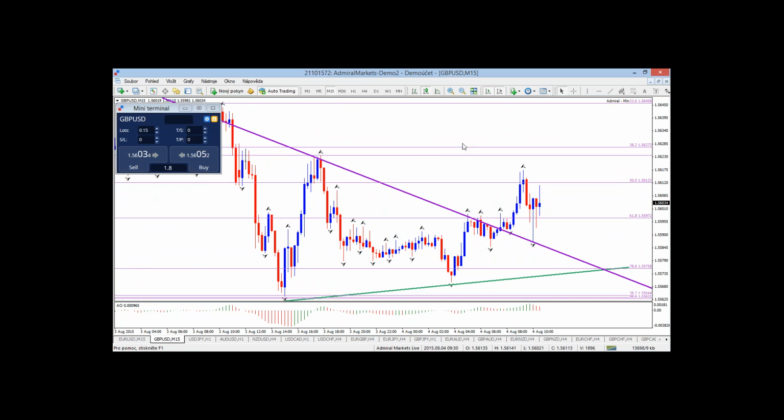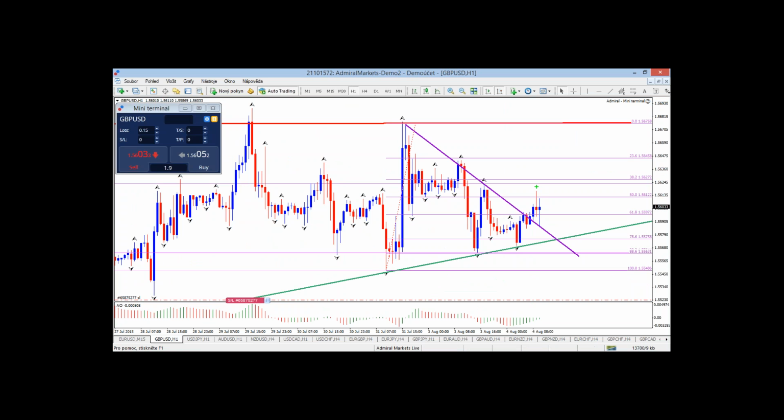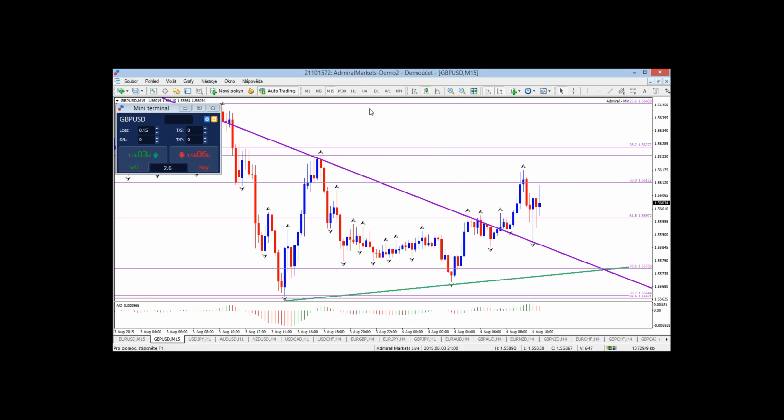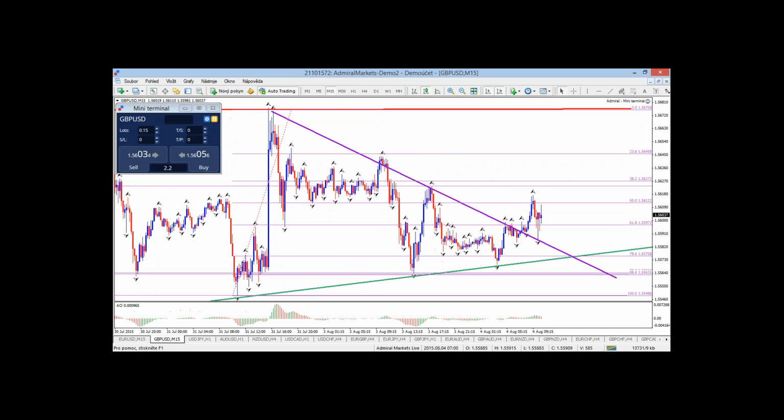The cable, I would rather look for an hourly fractal here because of the news event. I wouldn't want to take the trade on the pound until after the news event. So basically, if this becomes a fractal, or if the news event shoots it up and this does not become a fractal, then unfortunately it could be too late.